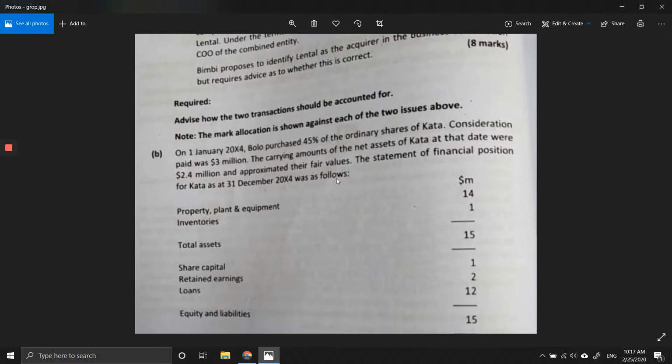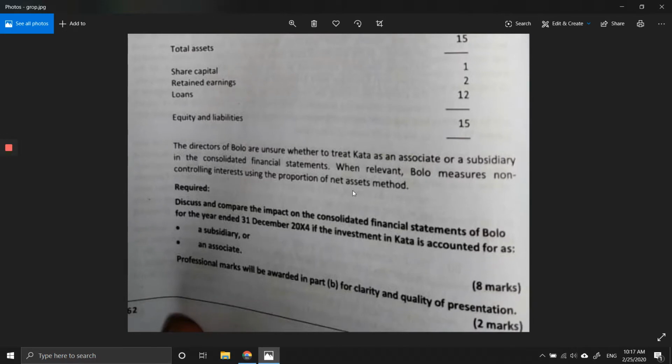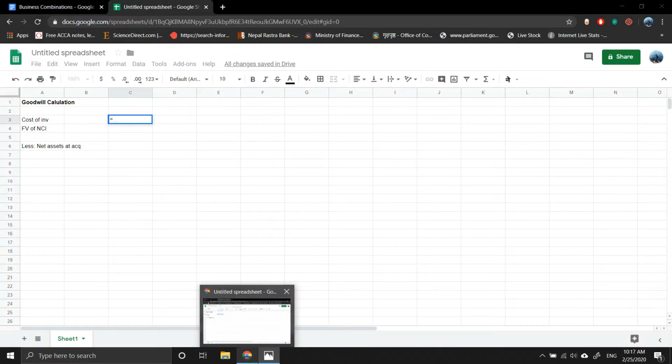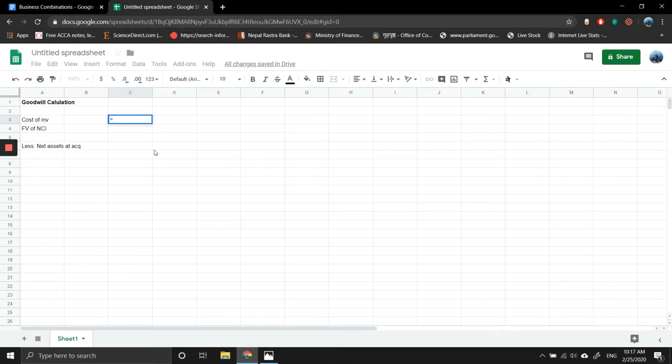Cost of investment is the consideration paid, which was 3 million. On 1st Jan 20x4, we are preparing it for 31st December 20x4, exactly 1 year. The carrying amount of net assets at the date was 2.4. So 3 and 2.4, and then not 45, because 45 is our holding. Their holding is this much. So this plus this, and then this minus this, so this will be our goodwill.